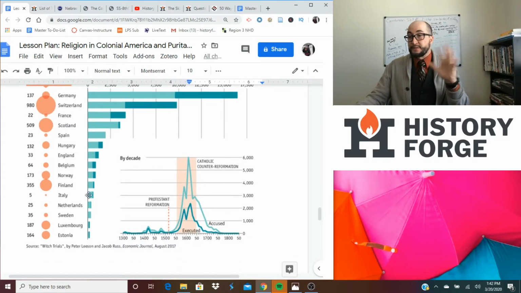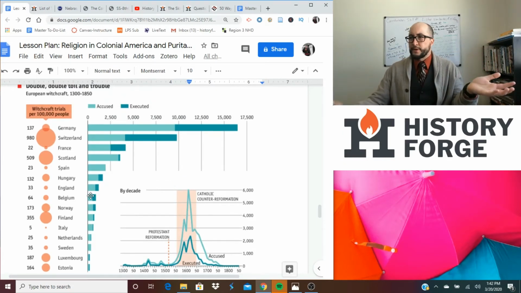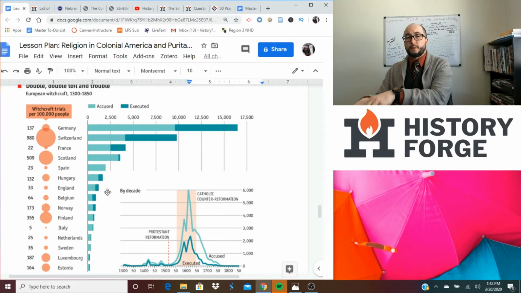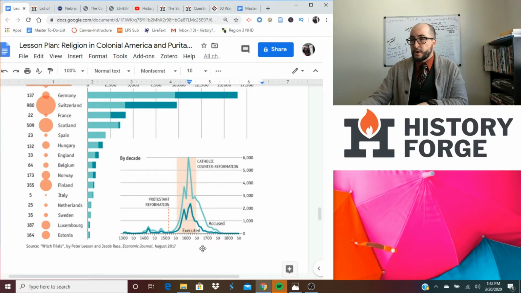Like so, I think it's fascinating, obviously. And you could argue, well, it's only European, it's not American, but Europe and America were very connected. You could even show students the immigration charts of people moving from Europe to America and see if that affected it at all.